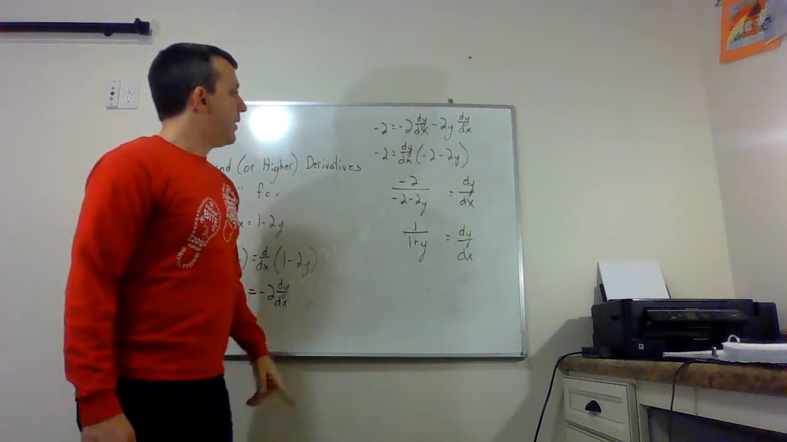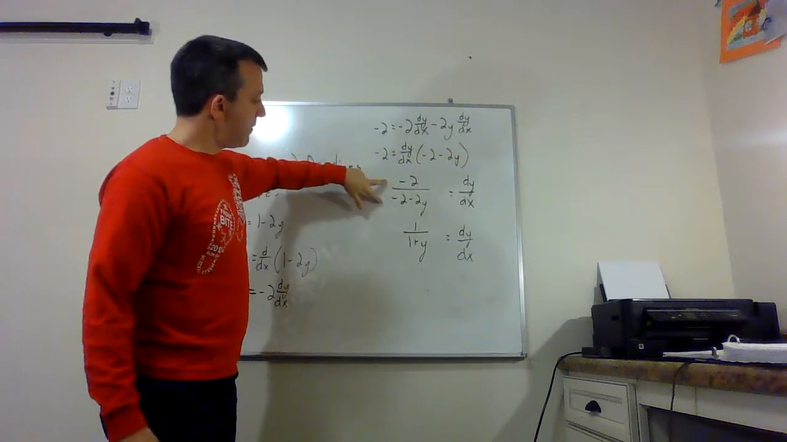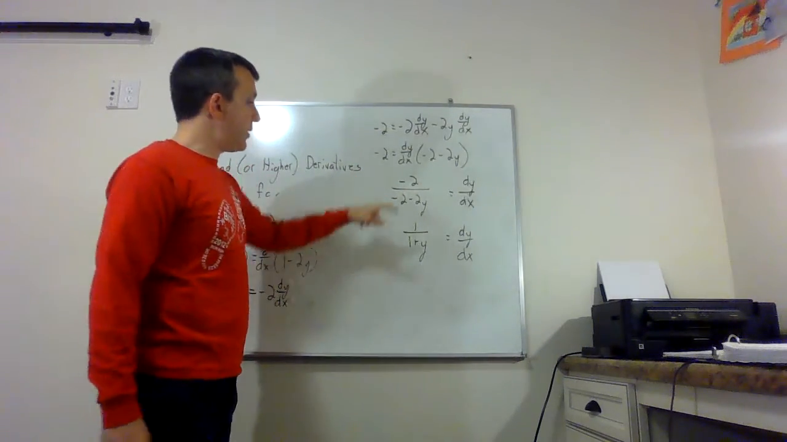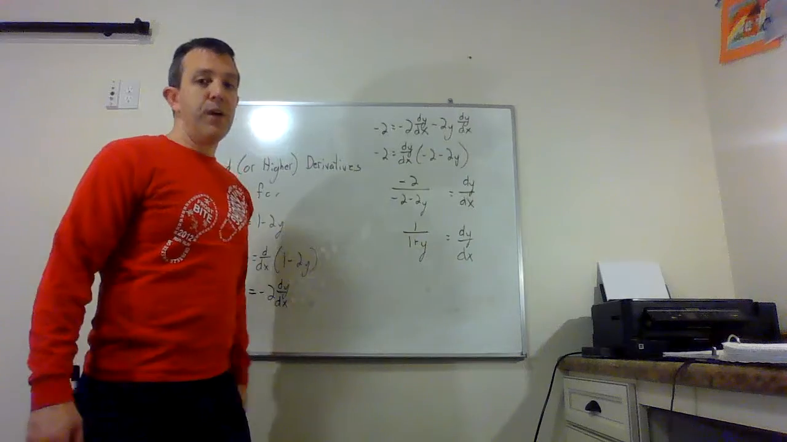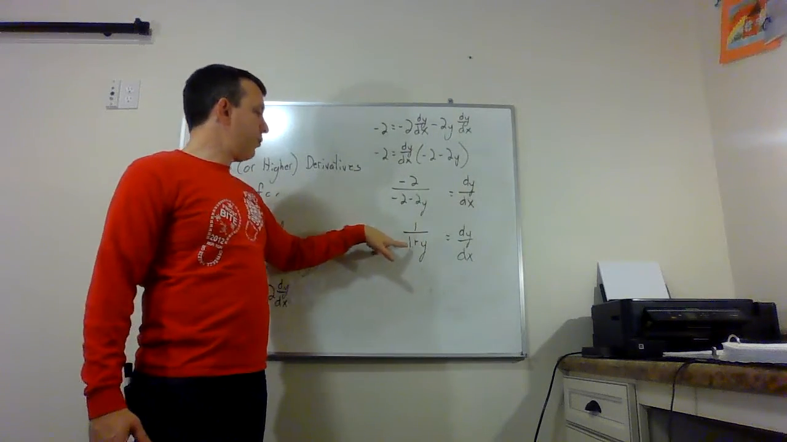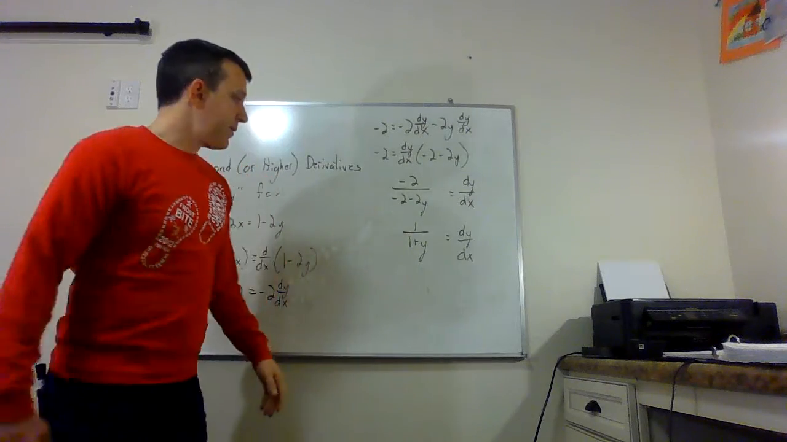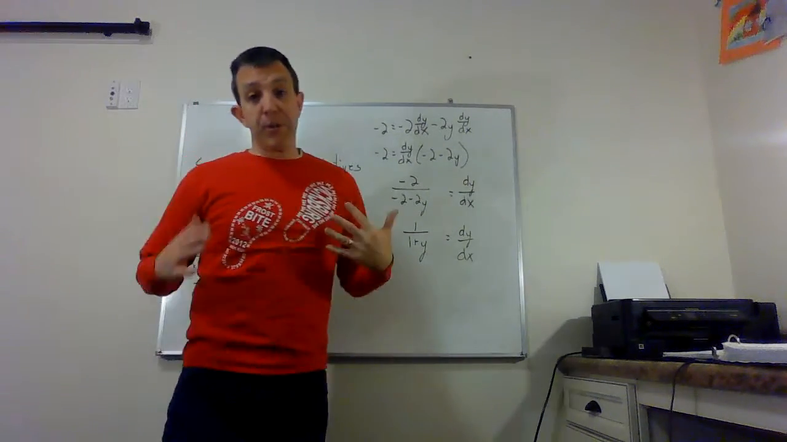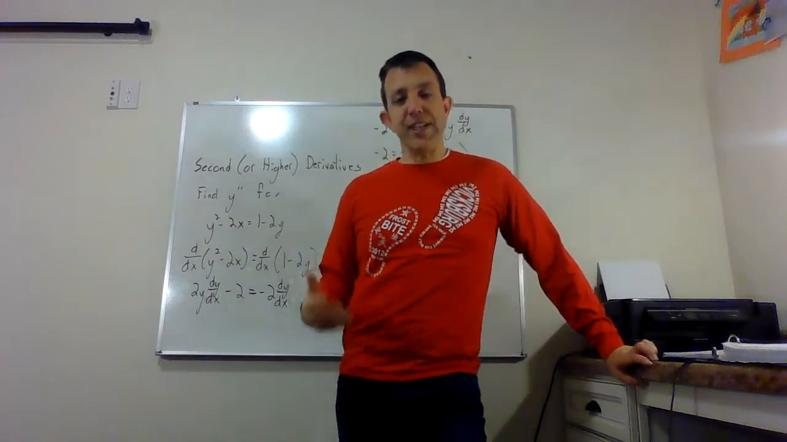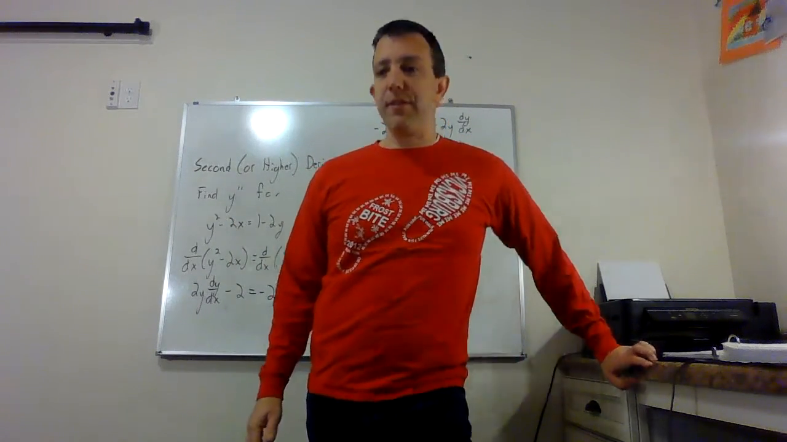I divided, and then once I divided, I realized I could clean this up. Everything in this is divisible. Each term is divisible by negative 2, so I went ahead and did that, which gave me a much nicer looking 1 over 1 plus y for dy dx. So there's our first derivative. I'm going to bring that back in for the next board, and we'll work on finding that second derivative.